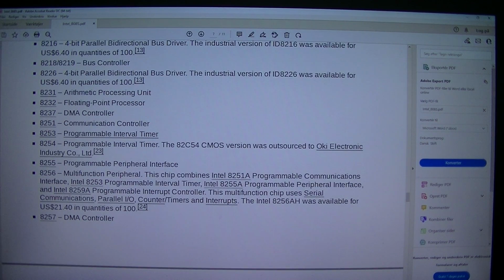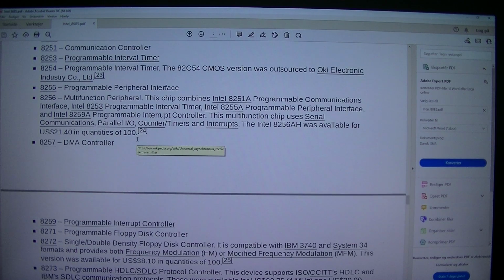8231 arithmetic processing unit. 8232 floating point processor. 8237 DMA controller. 8251 communication controller. 8253 programmable interval timer.